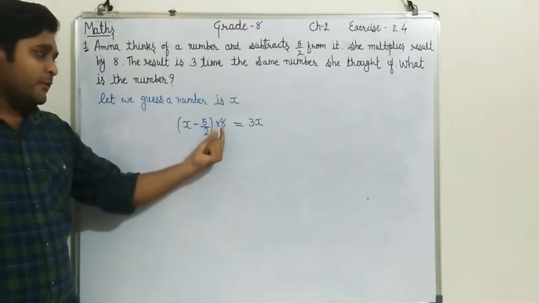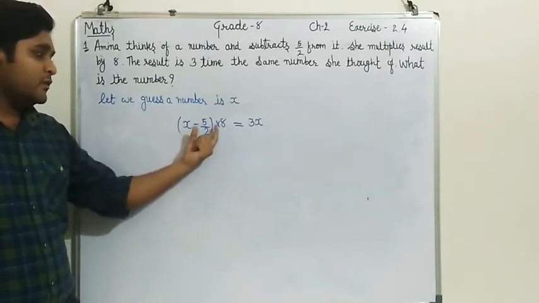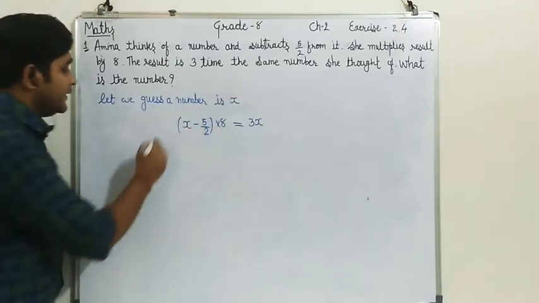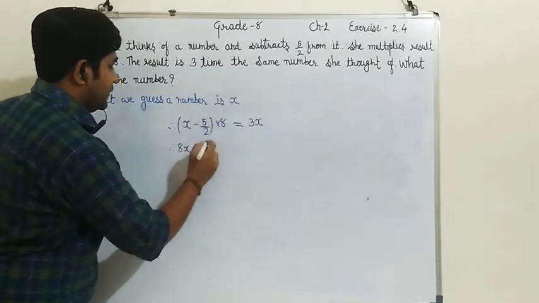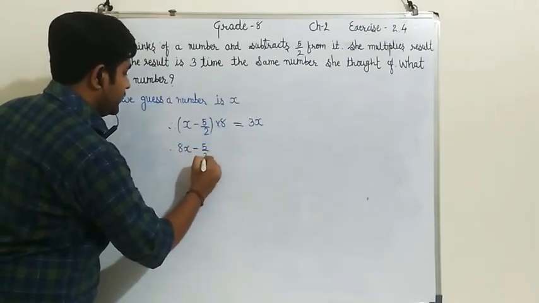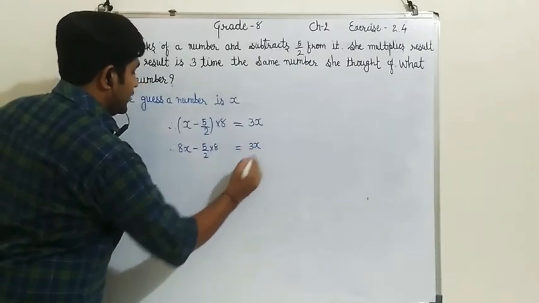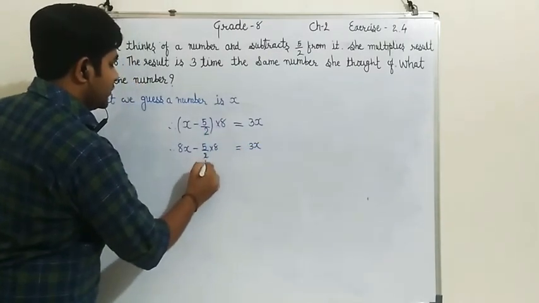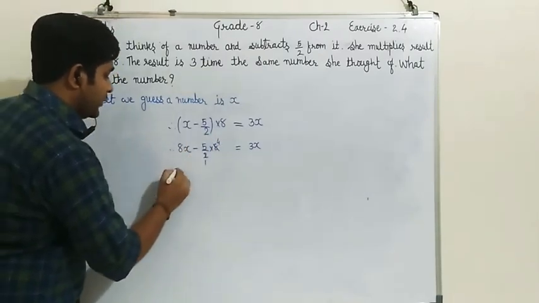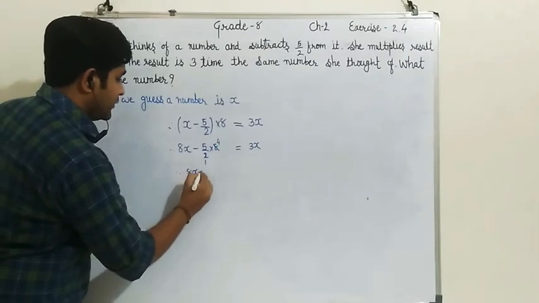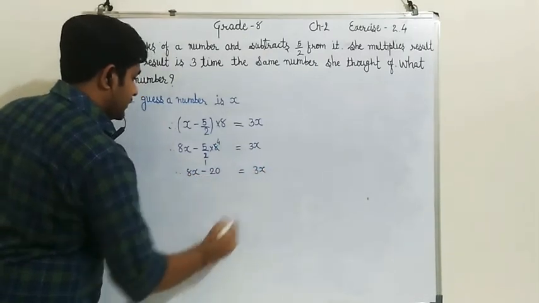So first of all, friends, this 8 is multiplied with this bracket. So 8 multiplied by x is 8x, minus 8 multiplied by 5 by 2, is equal to 3x. Now we can cancel this. 2 1s are 2, 2 4s are 8. Now 5 multiplied by 4, 5 4s are 20. So 8x minus 20 is equal to 3x.